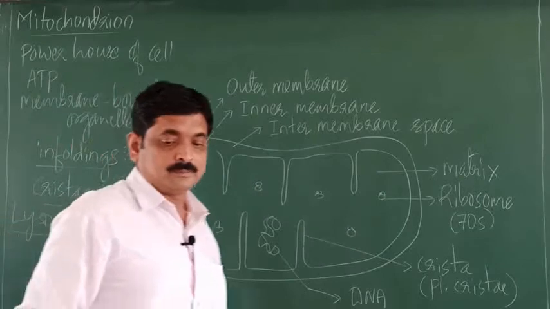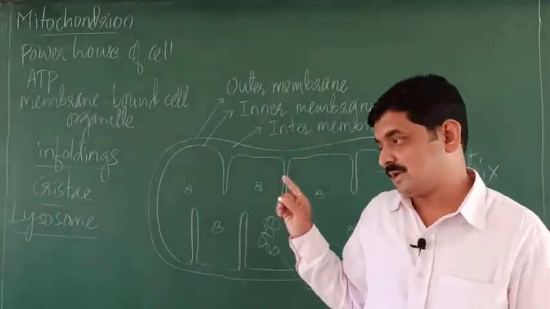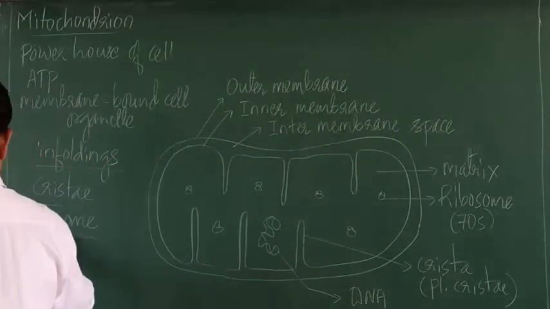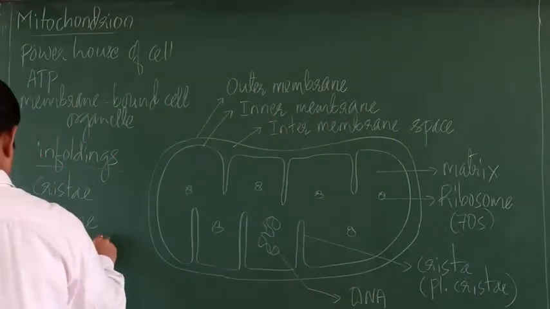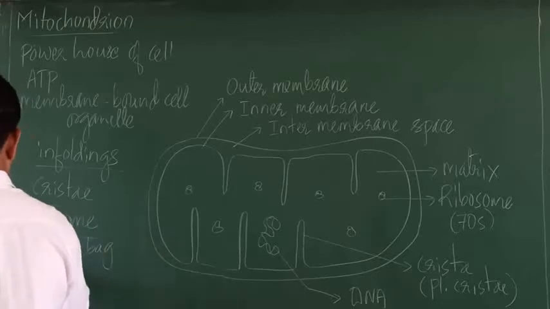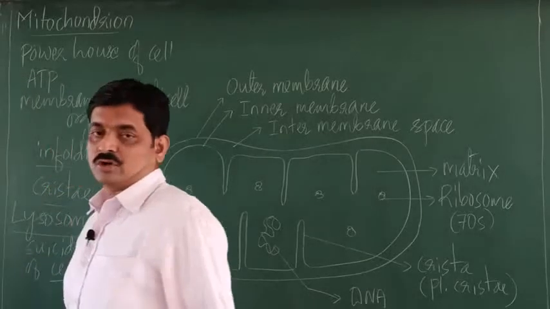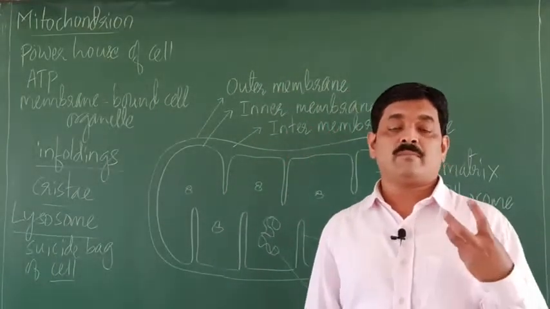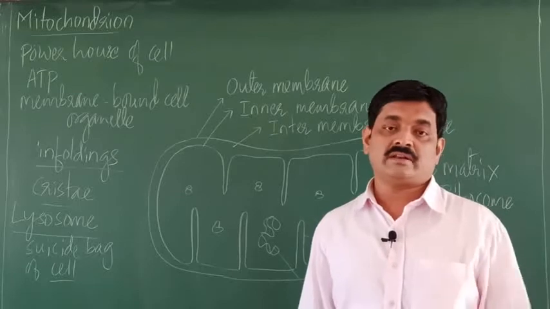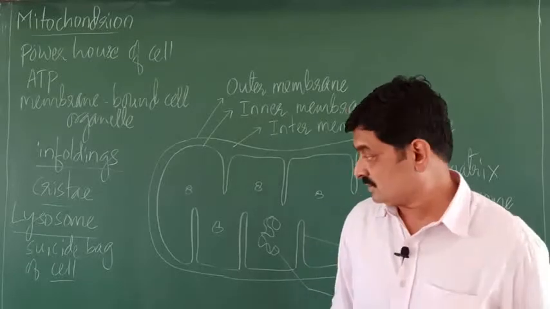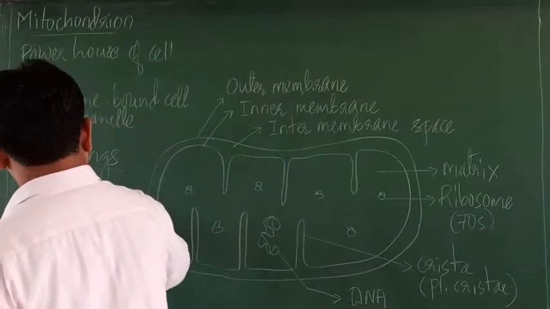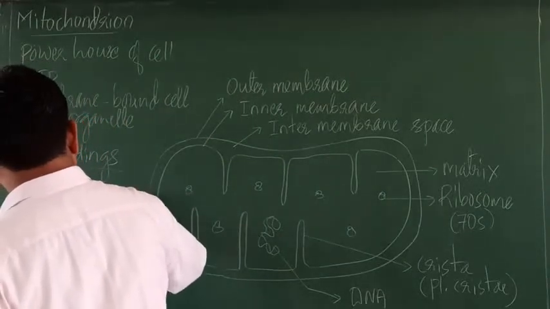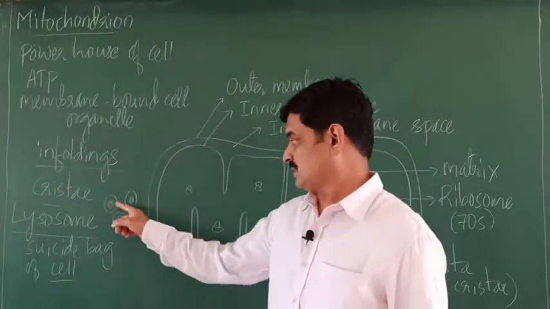So lysosome, right? Lysosome, it is called suicide bag of the cell. Lysosome is commonly called suicide bag of the cell. So lysosome is also a membrane bound cell organelle, or it is a membrane bound vesicle. So their shape is like this. So the structure of a lysosome is like this. So these are all lysosomes.